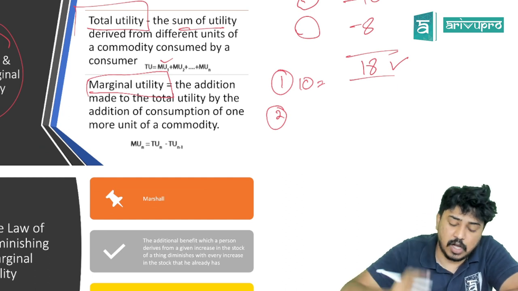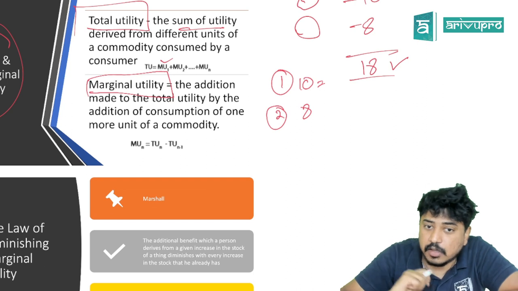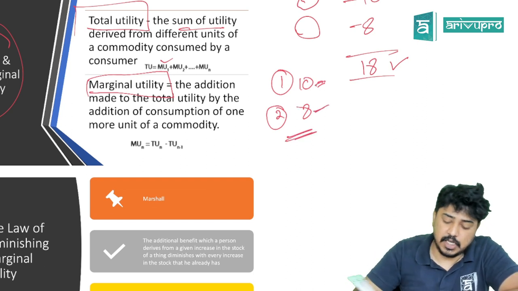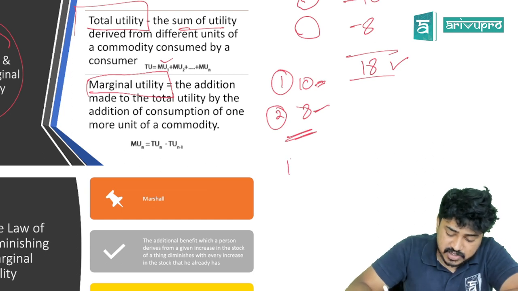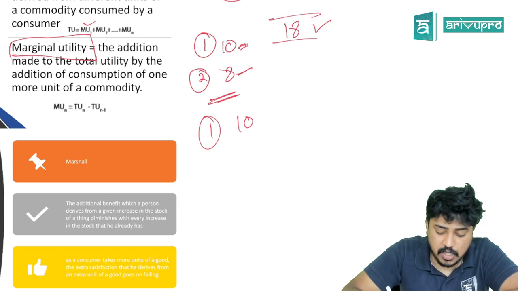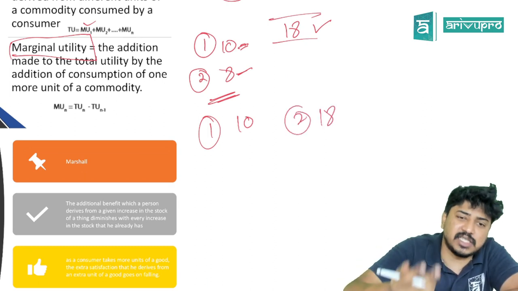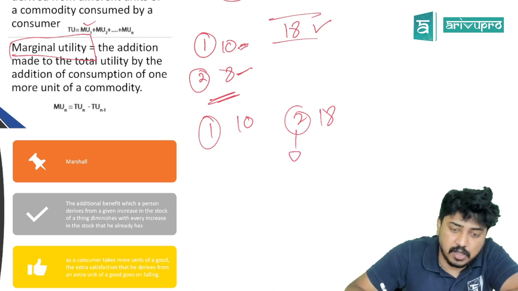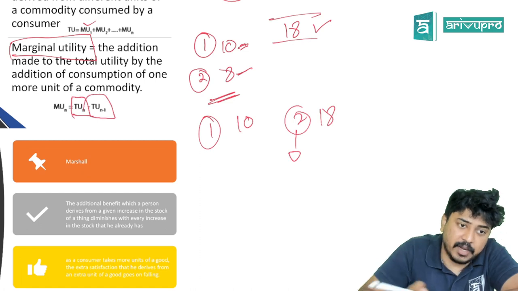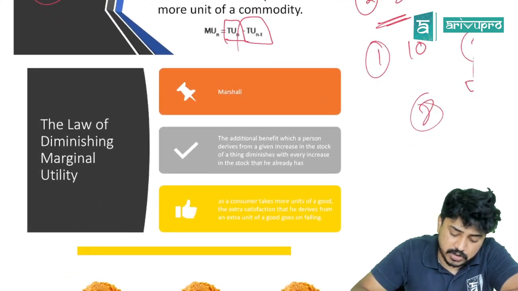I consumed, I got 8, right? What is the additional satisfaction I'm getting from another apple? It is 8, right? So individually you have to see. Sometimes questions can be given. First product which I got a total utility of 10. Second product I consumed, I got a total utility of 18. What is the marginal utility of the second product? 8. How did you find it? MUn minus MUn minus 1. That is 8, right? This is what the concept is.